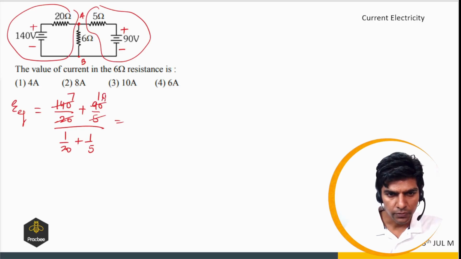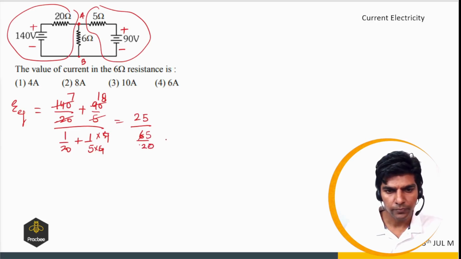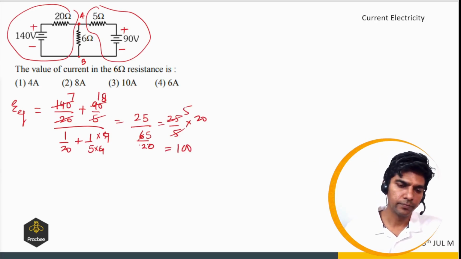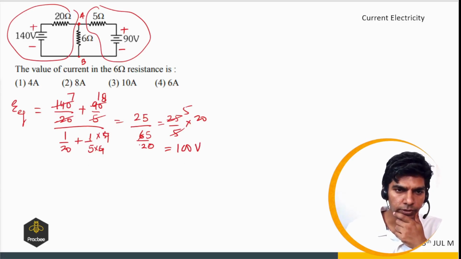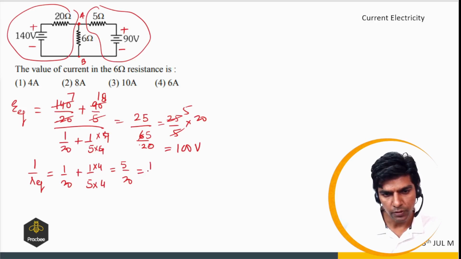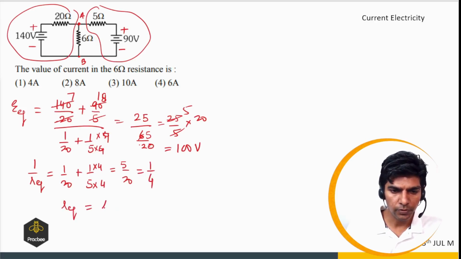no sorry 18, so this will become 25, and 6 by 4, it will be 5 by 20, so it will be 25 by 5 times 20, so it comes out to be 100. So E equivalent will be 100 volt, and 1 by R equivalent will be 1 by 20 plus 1 by 5. So that comes out to be 5 by 20, that is 1 by 4. So R equivalent will be 4 ohms.